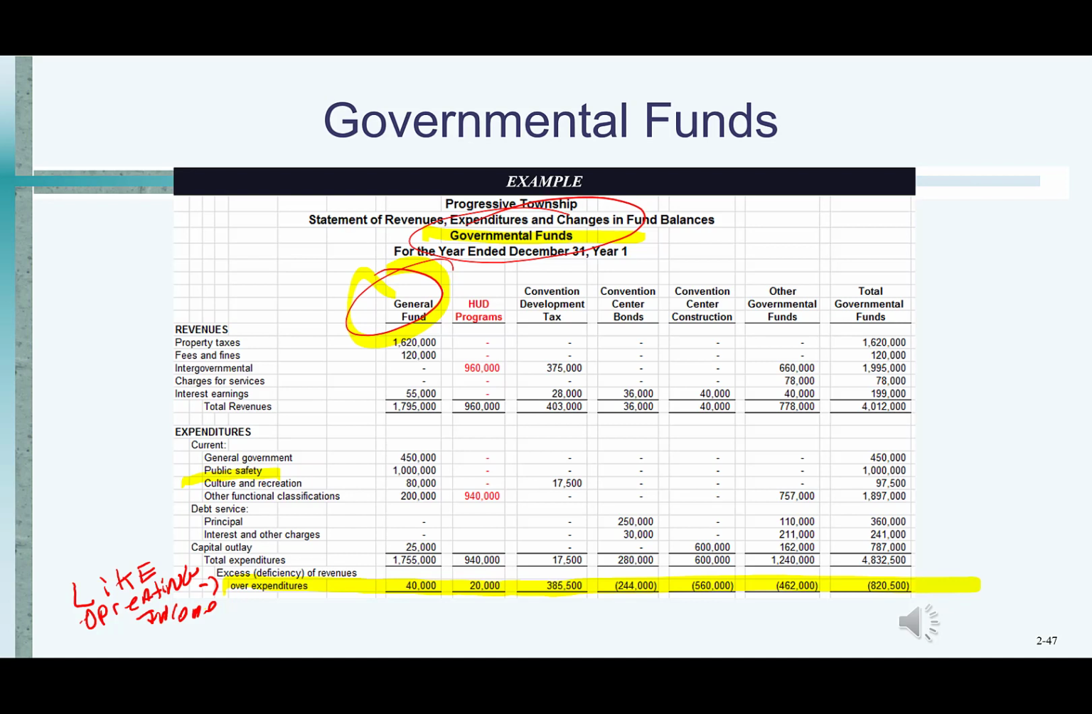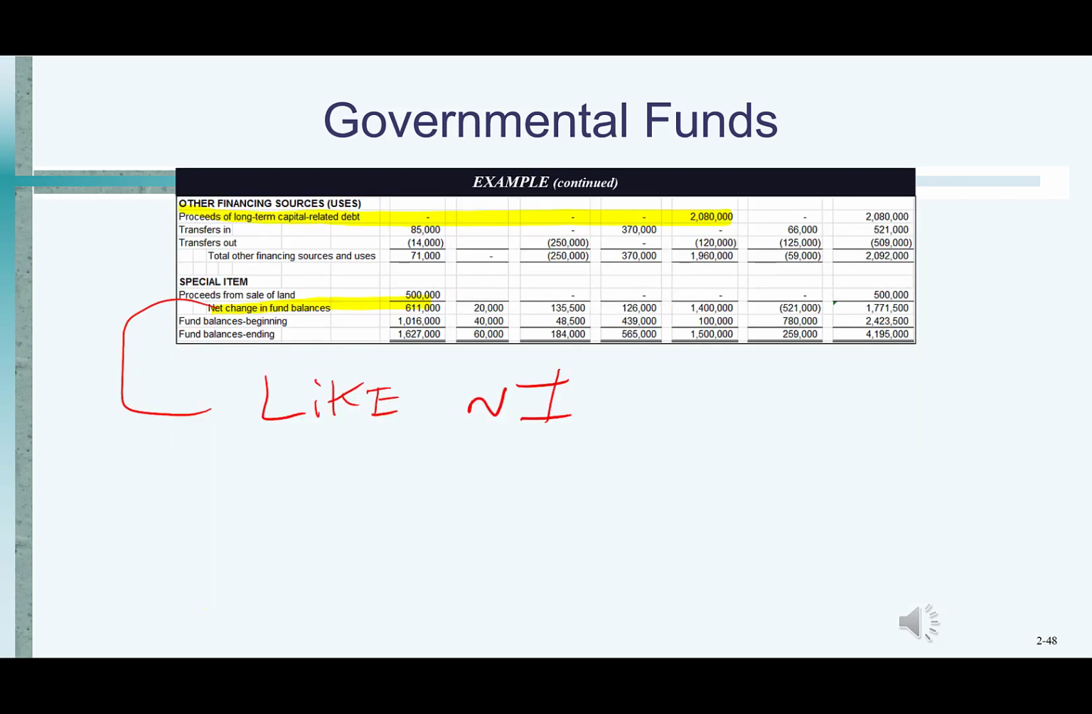Okay, good. Now we're going to keep going, just like we kept going over here, when we went to the non-operating section. So by definition, what are we going to see next? Other financing sources and uses. There are two other financing sources, bond proceeds and transfers in. There is one other financing use, which is transfers out. And those show at the bottom, just like we showed the non-operating items at the bottom here.